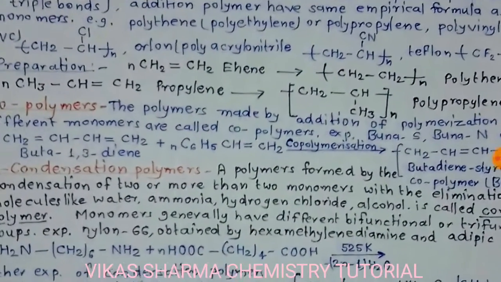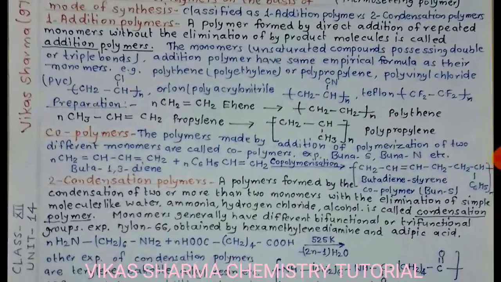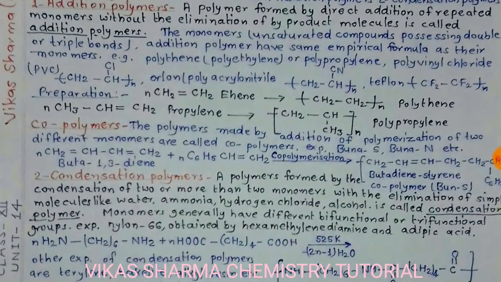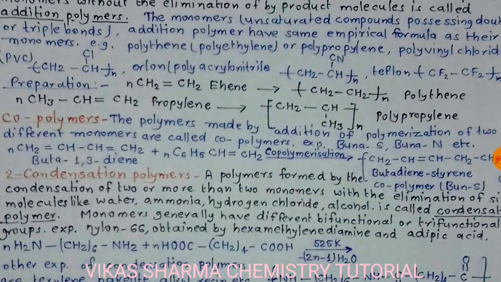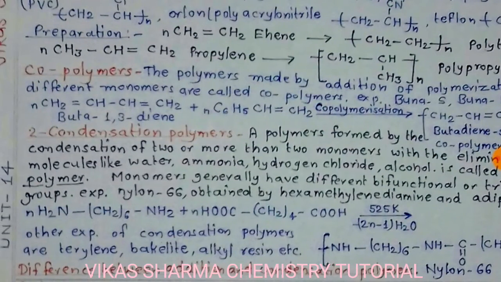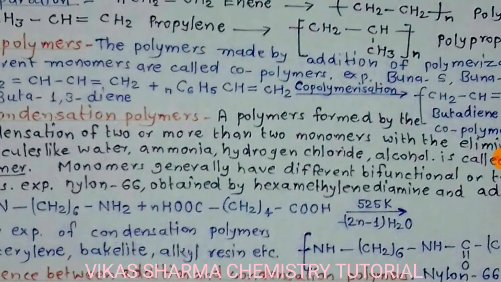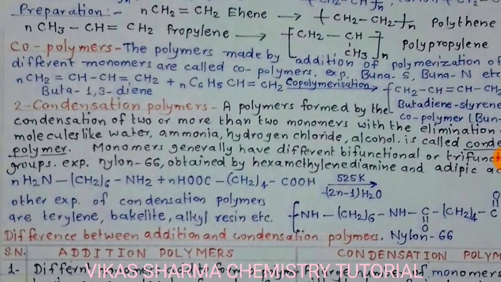Student, the second category is condensation polymers. A polymer formed by the condensation of two or more monomers with the elimination of simple molecules like water, ammonia, hydrogen chloride, or alcohol is called a condensation polymer. Monomers generally have bifunctional or trifunctional groups. Example: nylon 6,6 is obtained from hexamethylene diamine and adipic acid. On this display you see hexamethylene diamine and adipic acid at 525 Kelvin. They remove water molecules, so they are considered condensation polymers. Other examples are terylene, bakelite, alkyd resin, etc.